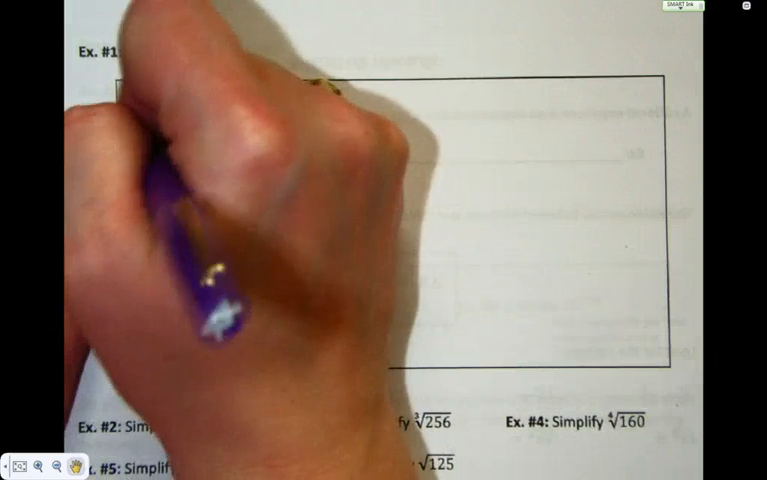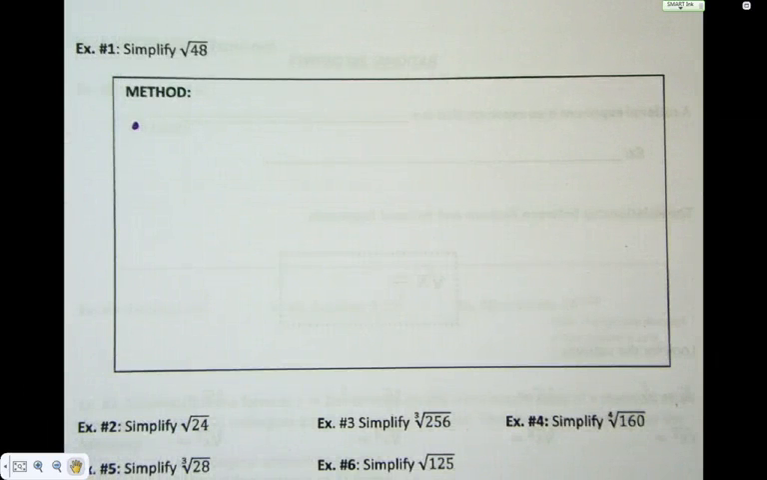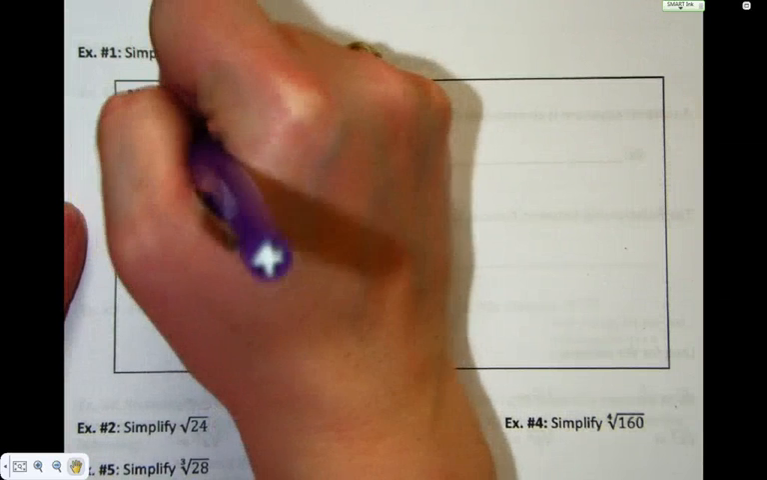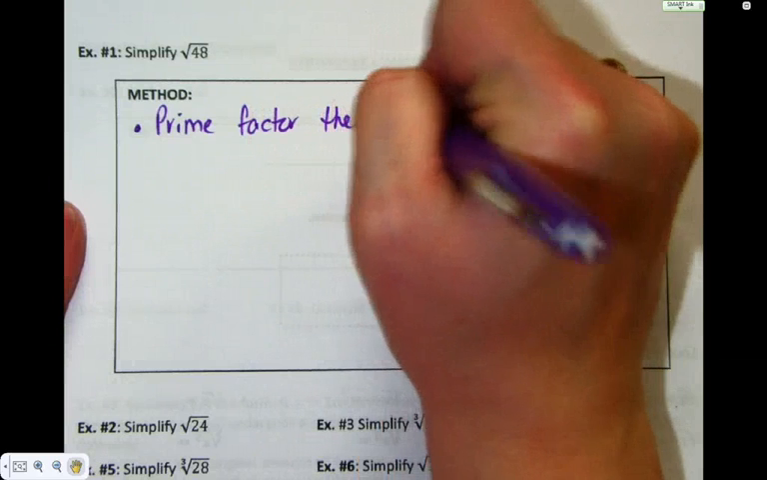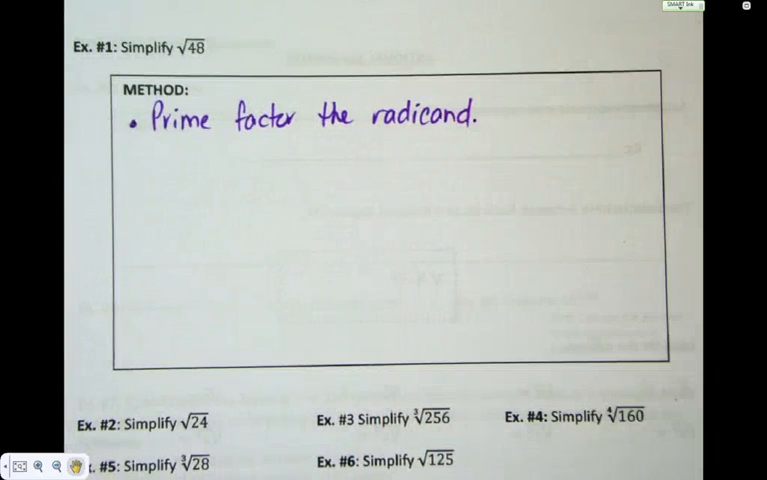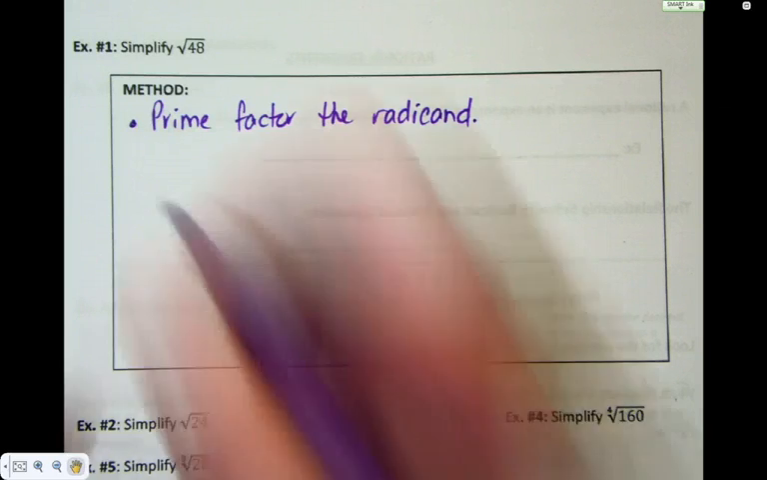Method first. Step number 1. Prime factor the radicand. What? Prime factoring? What the heck is that? Didn't we just do that last unit? What, are you saying unit 4 is connected to unit 3? Crazy talk. That's why we learned prime factoring. This is another application of it, to simplify radicals.